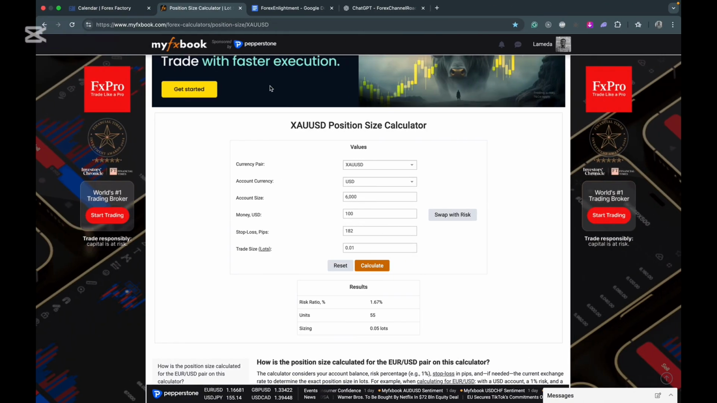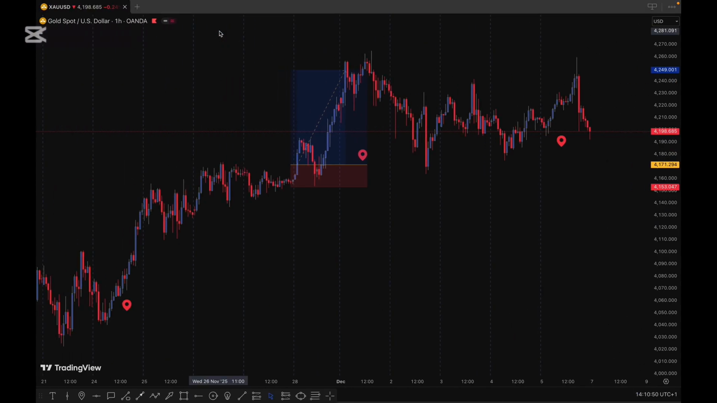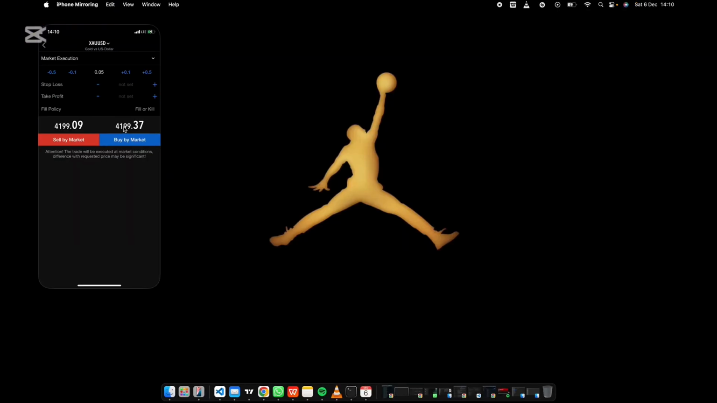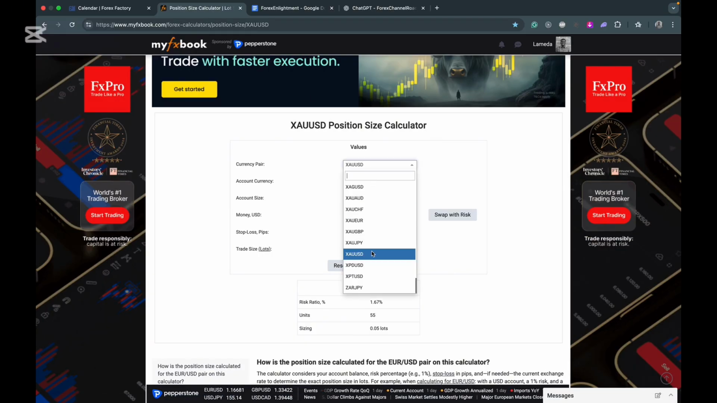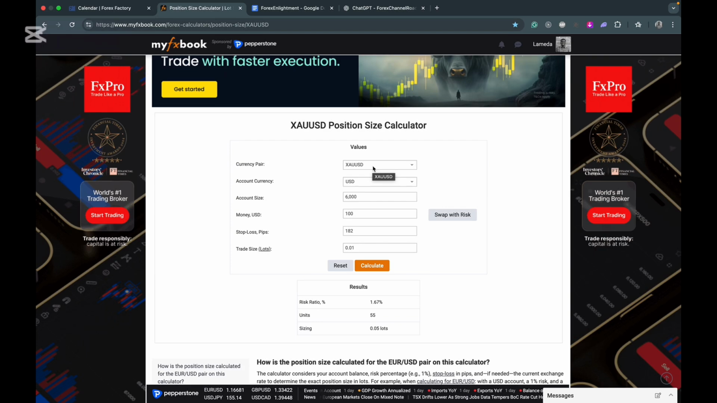So a quick recap: we use TradingView for our analysis, we use MT5 or MT4 for our trade execution, we use MyFXBook XAUUSD position size calculator. You can as well calculate your position sizes for other instruments here, but because I'm trading gold, that's why it is selecting XAUUSD in my own view. But you can always change that to whatever it is you are trading.